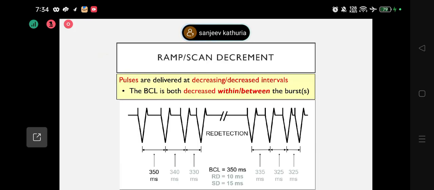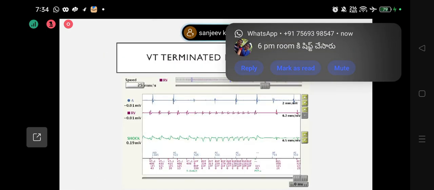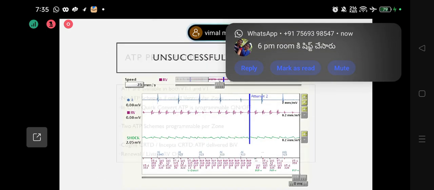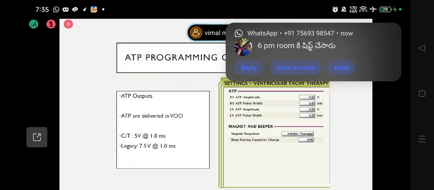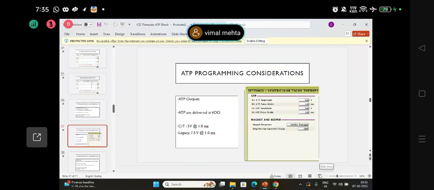Every beat decreased. So, sir, if you want, I can explain ATP also in various forms, but I think we will close it here. Yes, sir. But I think the basics have been very clear. Yeah. We have been very clear about the shocks. One last word I want to say.